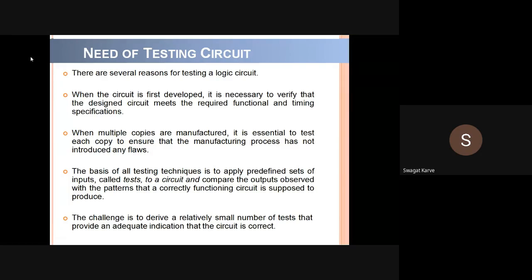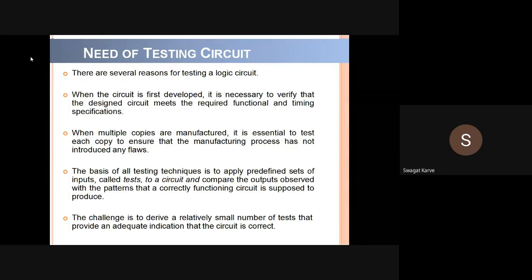So there are actually several reasons that we should go for the testing of logic circuit. First one is, when the circuit is first developed, it is necessary to verify that the design circuit meets the required functional and timing specification. म्हणजे ज्यासाठी तुम्ही कोड लिहिलेला आहे, बरोबर आहे, ते हार्डवेअर किंवा ते सर्किट तसंच वर्क होतंय का नाही, बरोबर आहे, हे तुम्हाला चेक करावं लागतं.